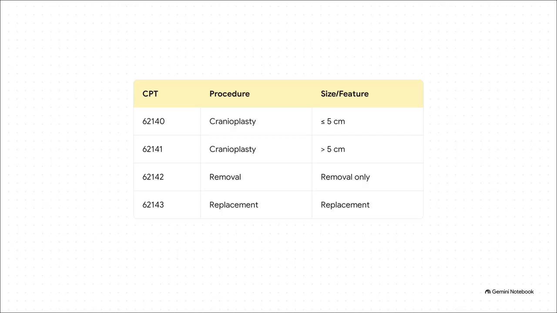Let's do a rapid-fire mental recap to lock the bone codes in. For skull repairs, always remember the 5-centimeter boundary. CPT 62140 is for your small defects, while 62141 handles the big ones. If the surgeon harvests the patient's own bone for a large defect, you're looking at 62147. And when it comes to hardware complications, strictly taking out a failed plate is 62142. Taking it out and putting a new one in during the exact same session is 62143.